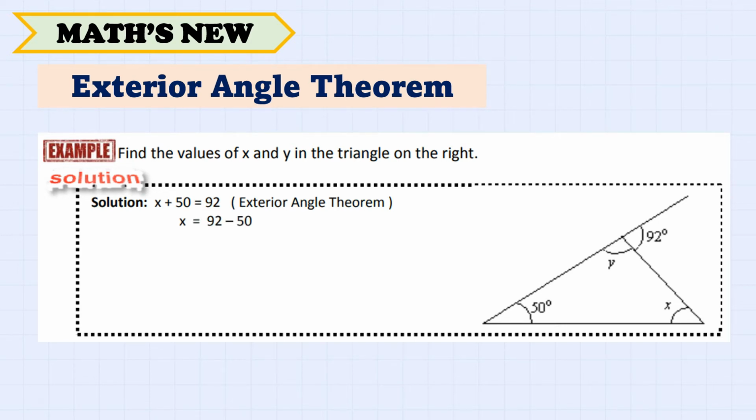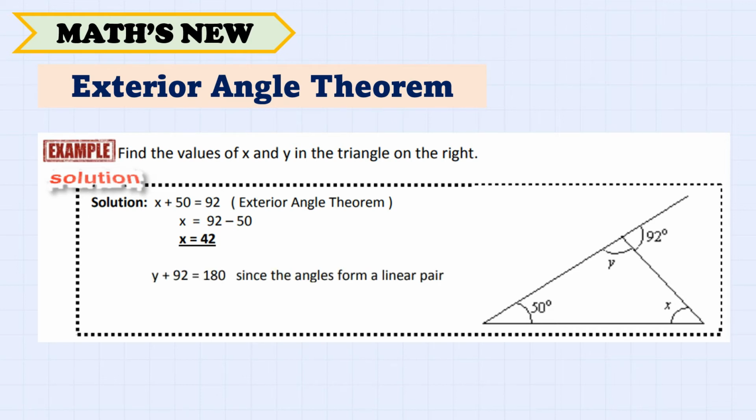Then by using subtraction property of equality, let's subtract both sides by 50. So it leads us to the equation x is equal to 92 minus 50. And 92 minus 50 is 42. Therefore, the value of x is 42.